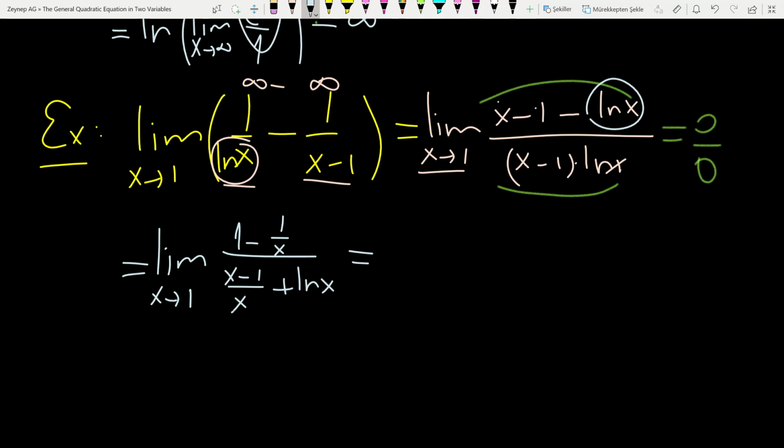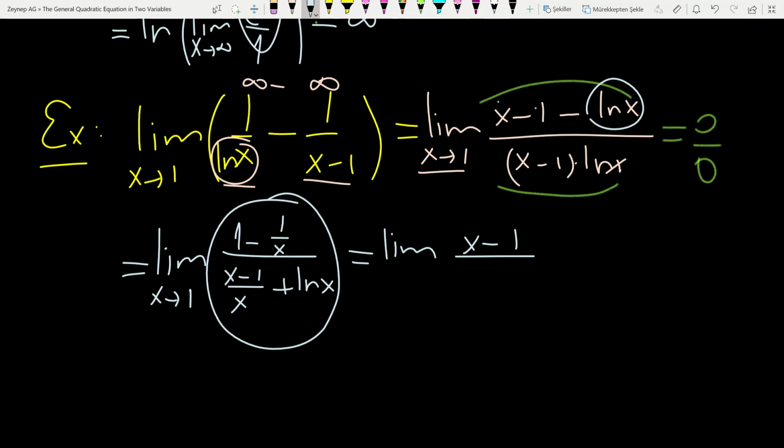Then, if you substitute this whole expression, you will have x minus 1 over x minus 1 plus x ln x. When x tends to 1, as you see, you have again 0 over 0 case. This is why we have to apply L'Hopital's rule again.